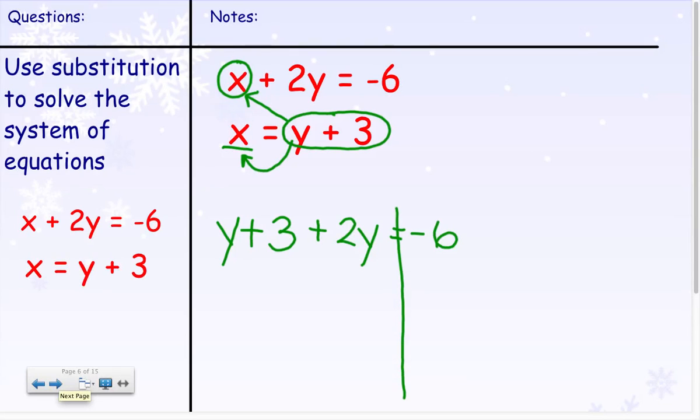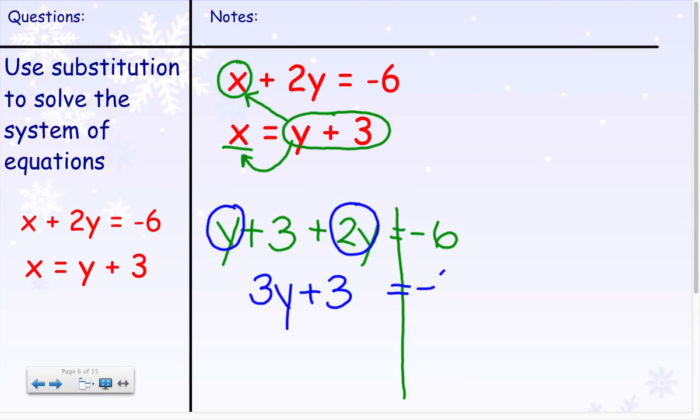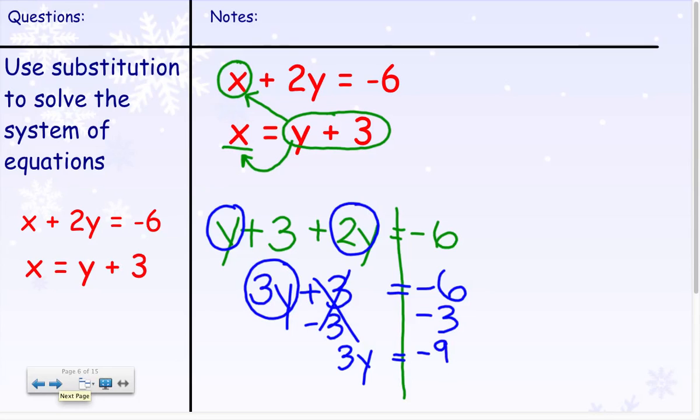I know I did the first step correctly if I only have one variable, which I have y and 2y, no x's, so I did it correctly. Y and 2y make 3y. And then it's just couple and third wheel. Minus 3 on both sides. And then divide both sides by 3.